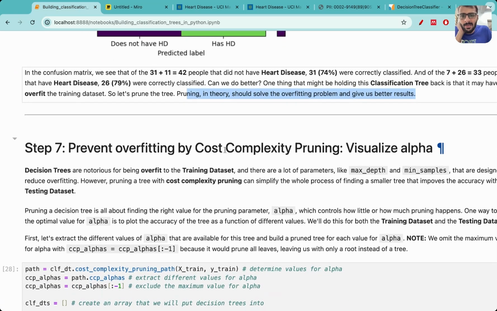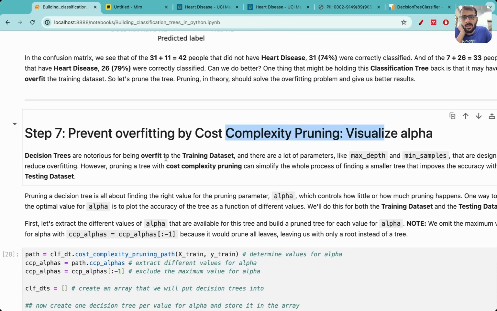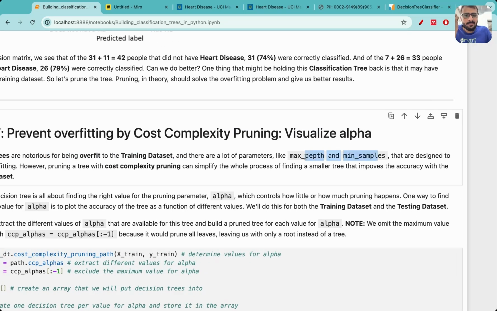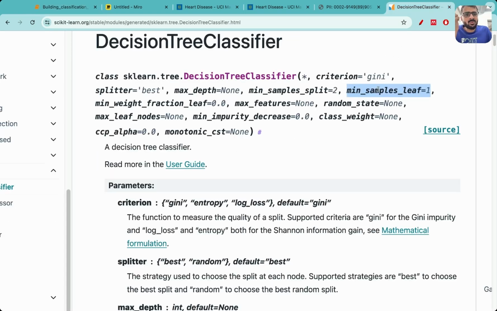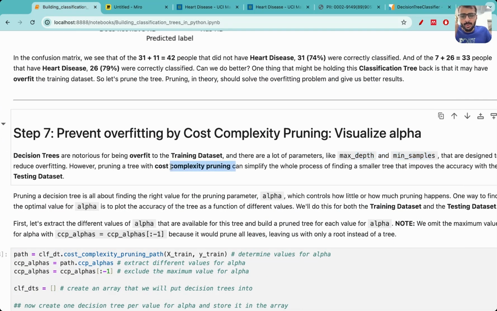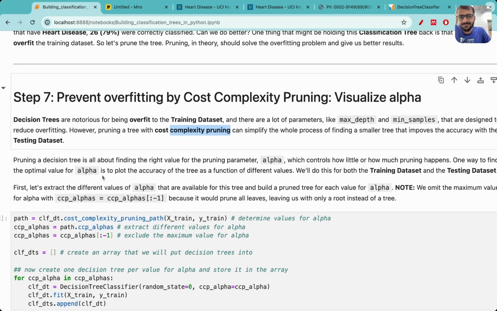We are going to implement cost complexity pruning now. Decision trees are notorious for overfitting the training data set. There are a number of parameters like max depth and min samples, which I mentioned over here, which you can definitely play with after this lecture is over. But today we are going to use cost complexity pruning because this can simplify the whole process a lot.